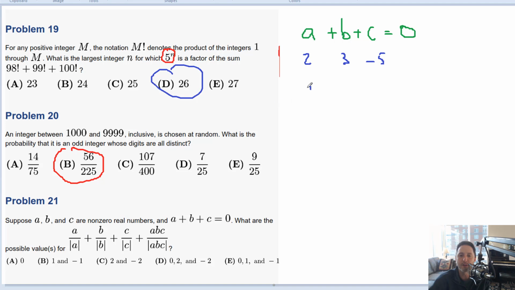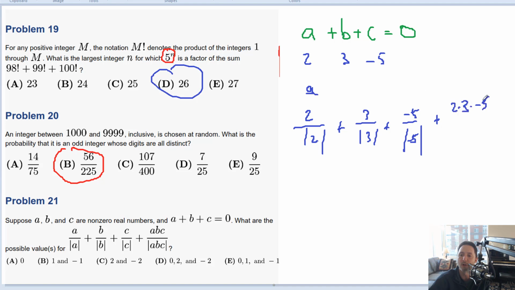Well, let's say 2 over the absolute value of 2, plus 3 over the absolute value of 3, plus -5 over the absolute value of -5. Plus the product of all three, which is going to be 2 times 3 times -5, all over the absolute value of their product.